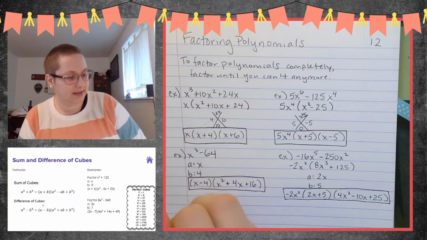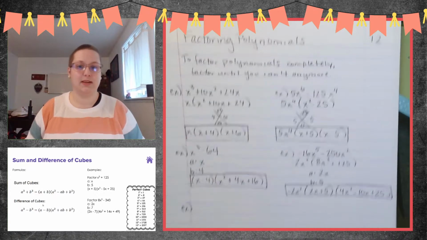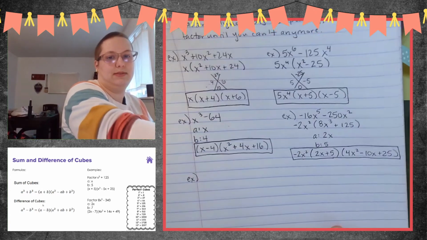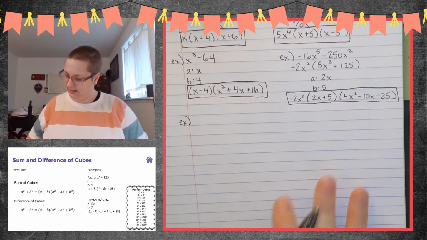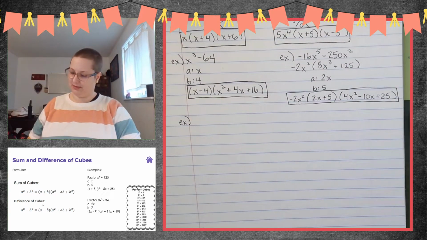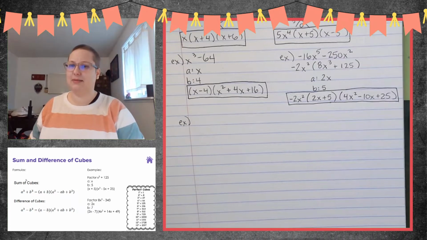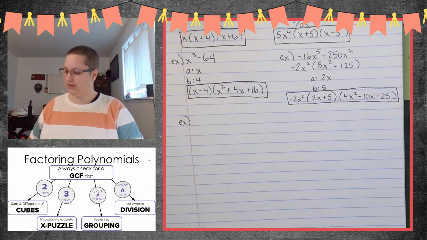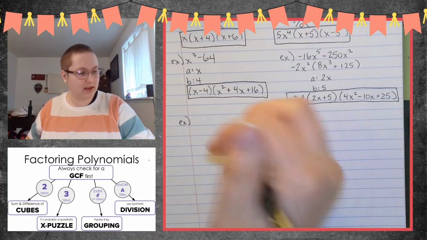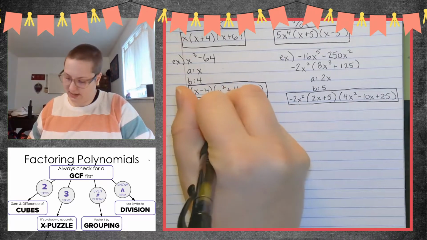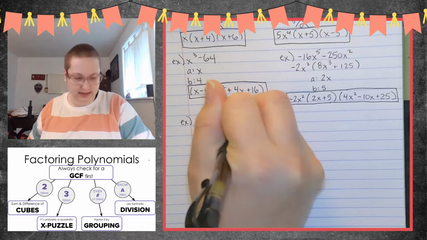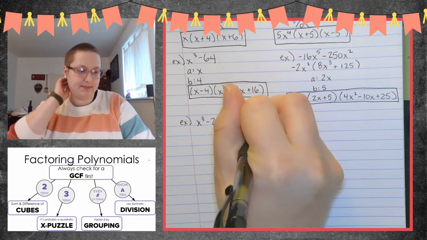All right, let's do another one. Again, I have this whole list of ones that I wanted to try with you. We've done that. Let me see what else we need to do. Let's do a factor by grouping one. So we're going to do x cubed minus 2x squared minus 9x plus 18.